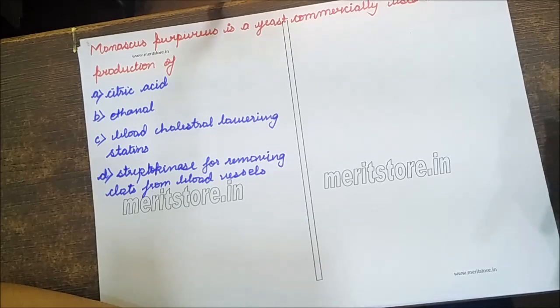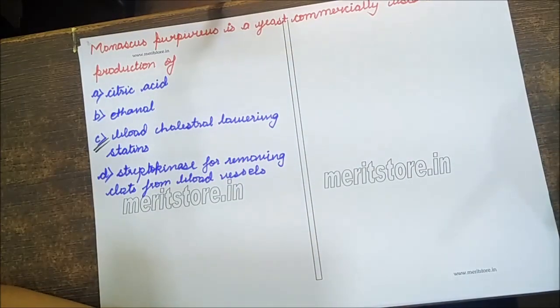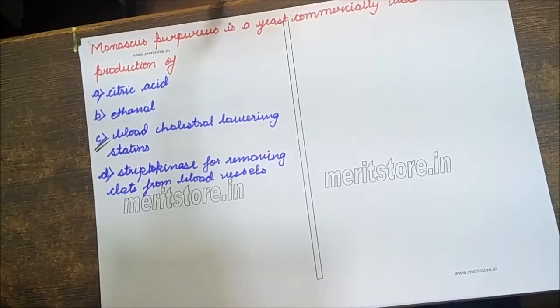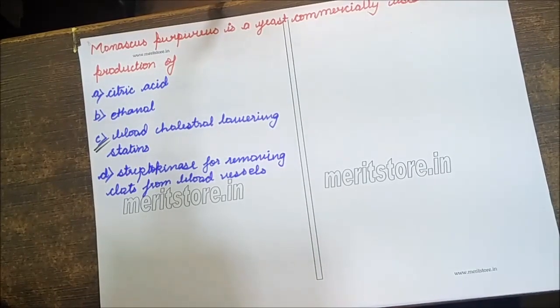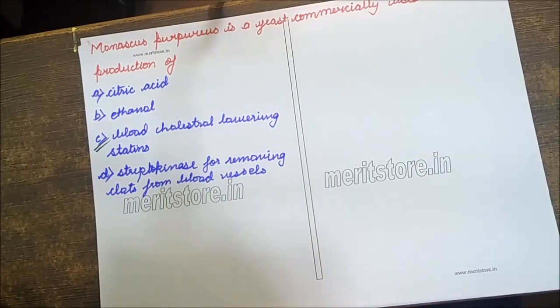Monascus purpureus is a yeast commercially used in the production of, the options are citric acid, ethanol, blood cholesterol lowering statins, or streptokinase for removing clots from blood vessels. And the answer for this is blood cholesterol lowering statins. Let's know how.